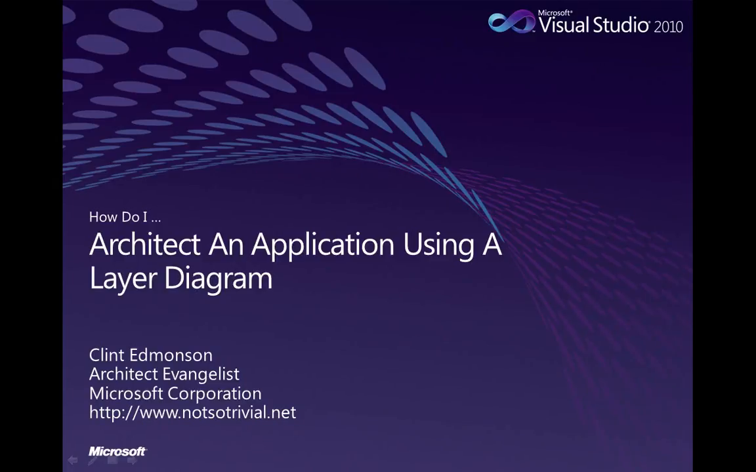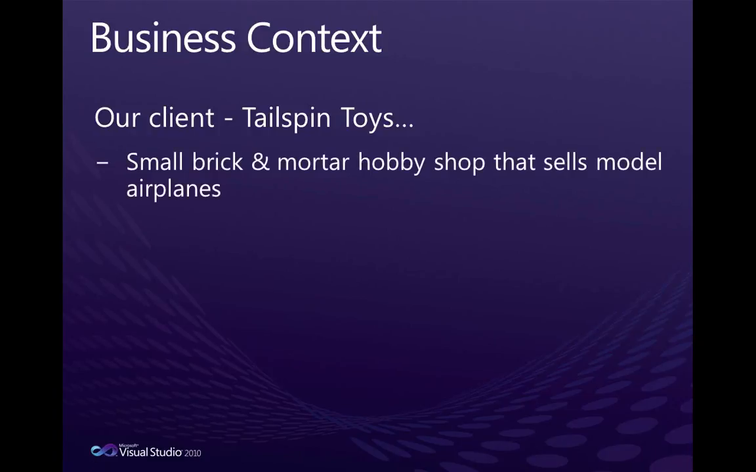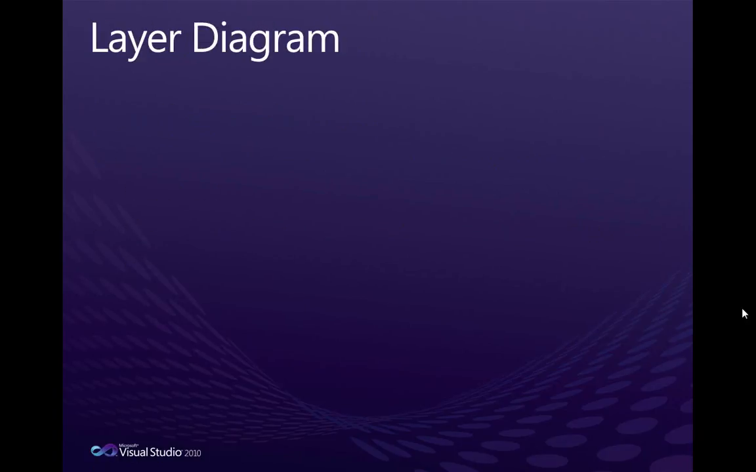In this screencast we're going to talk about sketching out an application architecture using a layer diagram. But first, a reminder again about our business context. Our client is Tailspin Toys. They're a small brick and mortar hobby shop that sells model airplanes, and they're looking for an online storefront to supplement their in-store sales. So let's briefly discuss the purpose of a layer diagram.